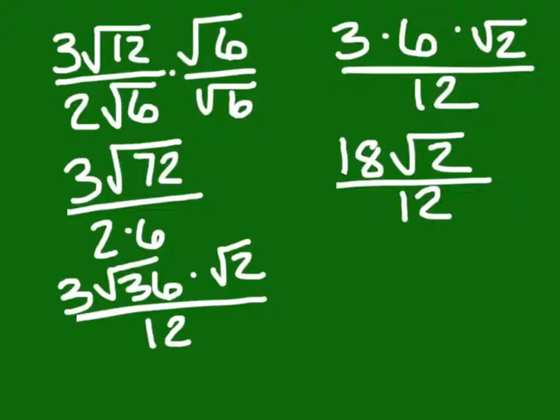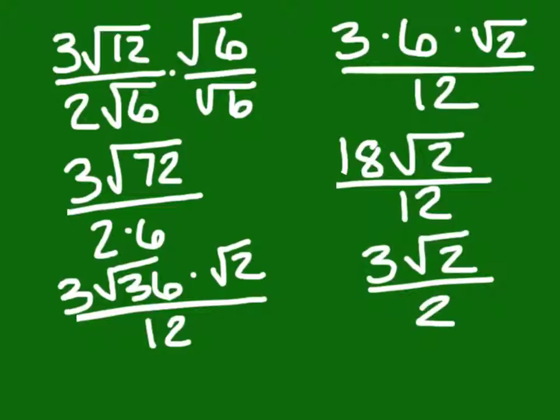18 and 12 divide by 6. So 18 divided by 6 is 3, radical 2. And 12 divided by 6 is 2, so your final answer will be 3 radical 2 all over 2.